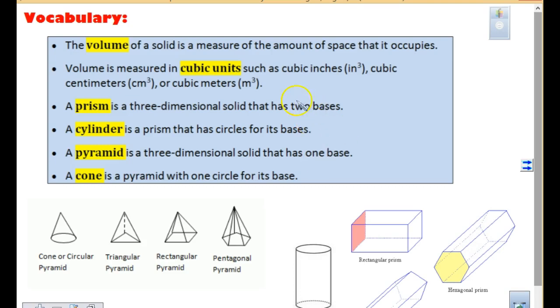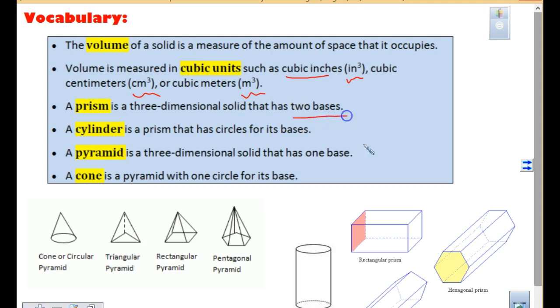A lot of times they might write it out, cubic inches, or you might see this, like you did on last night's worksheet. Inches cubed, meters cubed, centimeters cubed. And the reason that's happening is that you are multiplying generally 3 lengths together. And if you have 3 things multiplied and they're all inches, that's going to be cubic inches. So prism is 3-dimensional, solid.